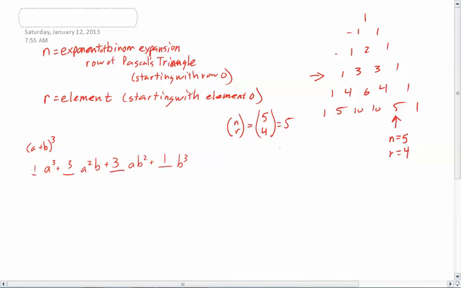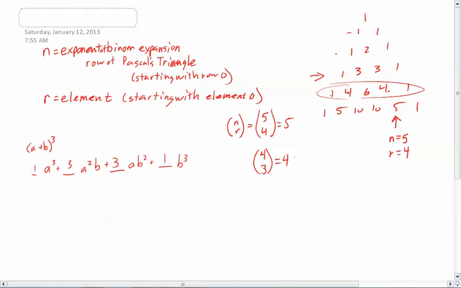All right, let's try one more, see if you can figure this one out. What if I said 4 over 3? What would that be equal to? Okay, well, that would be row 4, 0, 1, 2, 3, 4. So I'm looking at this row right here. And then the 3rd element starting with element 0, so 0, 1, 2, 3. So that would be equal to 4.